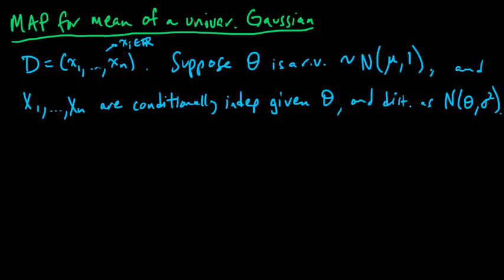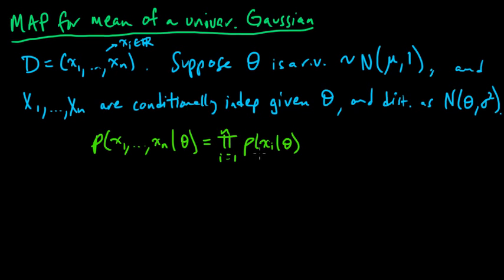All this stuff about conditional independence just means that the probability that x1 equals little x1, x2 equals little x2, up to xn equals little xn, given theta, factors according to this. That's the conditional independence part, and then each of these conditional distributions is just a normal with mean theta, variance sigma squared, i.e. this.